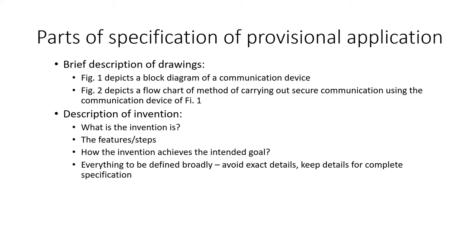One particular aspect that you need to take care of is, in the provisional application, you need not describe everything in detail. That is a thing which we need to leave for the complete specification, because the complete specification is where you describe your innovation in exact details. You bring out all different aspects. But here, this is only a provisional protection that you are seeking.